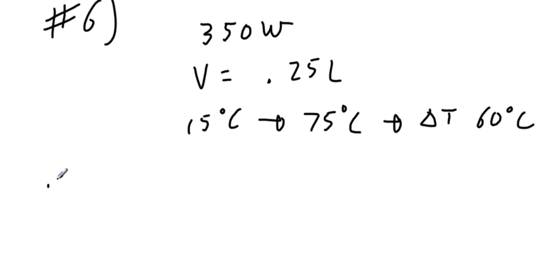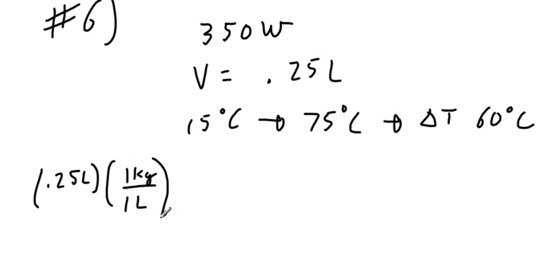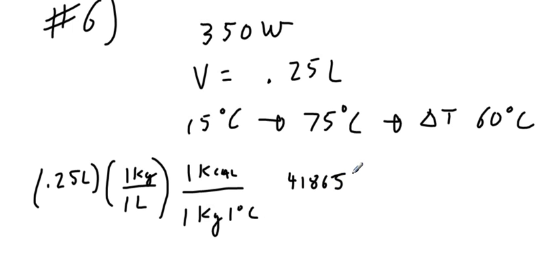So I've got 0.25 liters. The soup is basically water, and so I've got 1 kilogram per 1 liter of water. It takes 1 kilocalorie to heat 1 kilogram, 1 degree, and it's 4186 joules per kilocalorie. And we note that a watt is joules per second. So this is 350 joules per second.